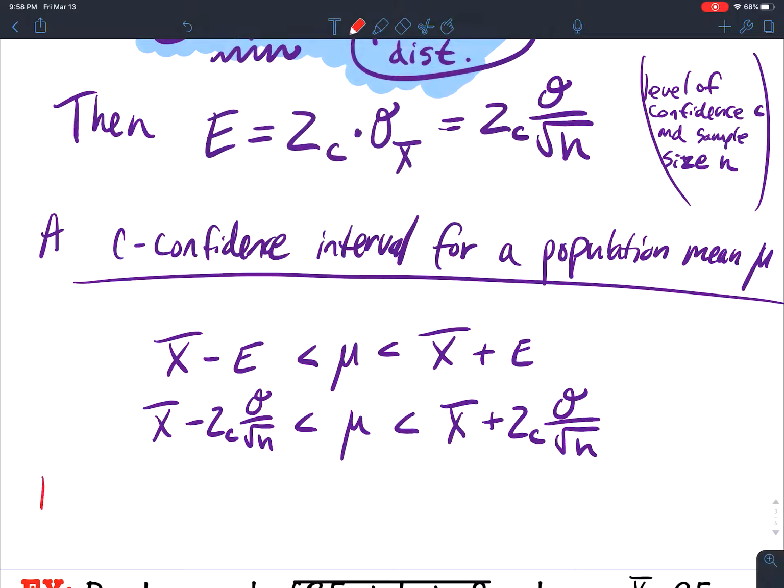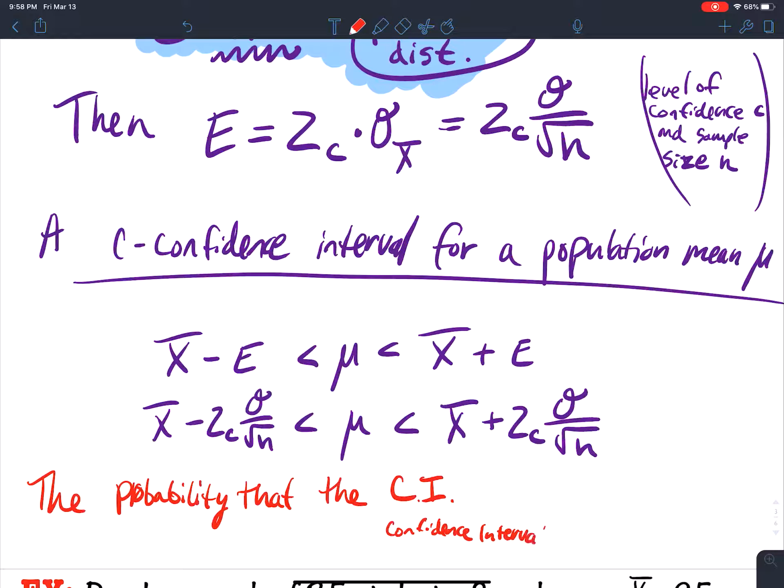So what do I say? The probability that the confidence interval, so I'm going to abbreviate confidence interval with CI, contains mu is equal to C. Remember, C is your confidence level, okay? So that's that probability.